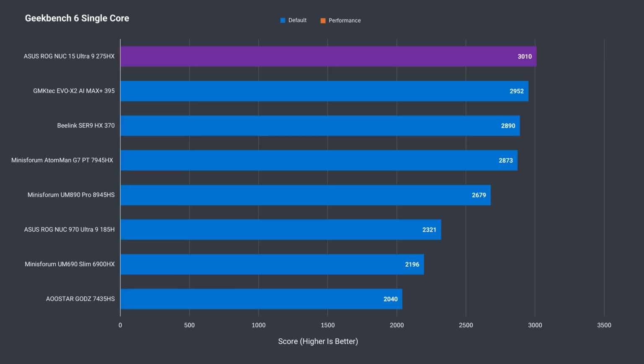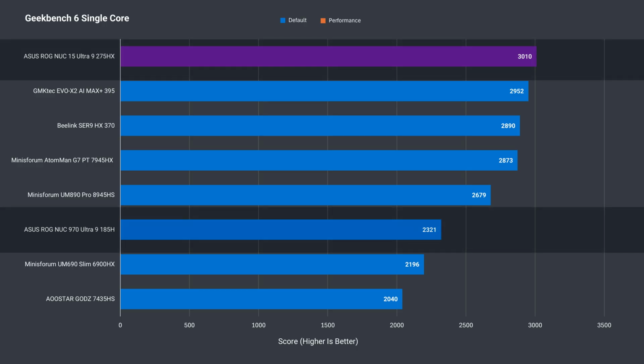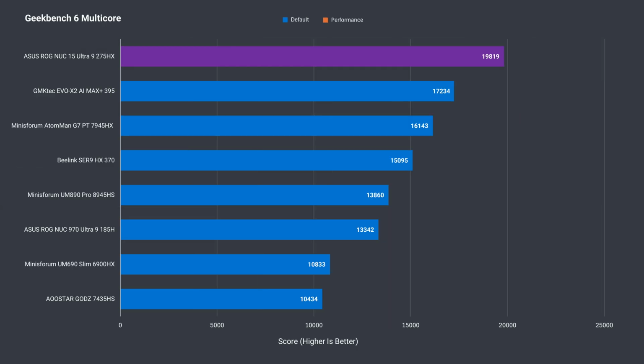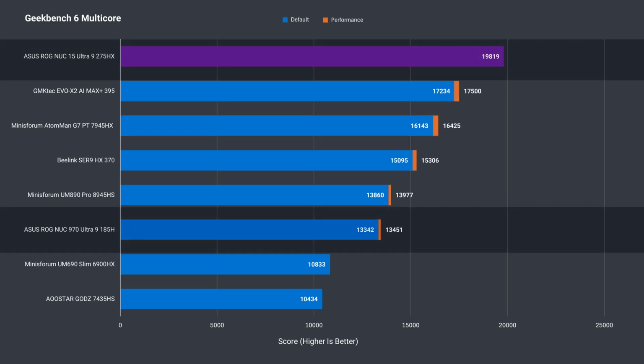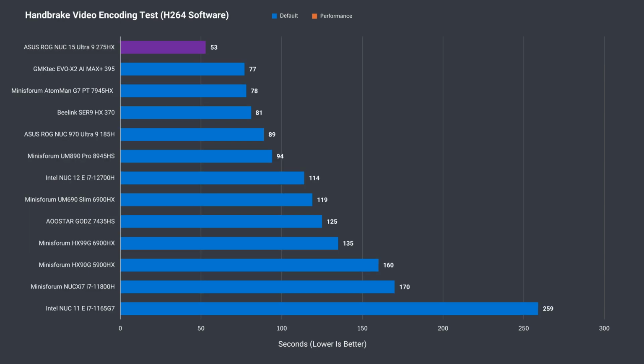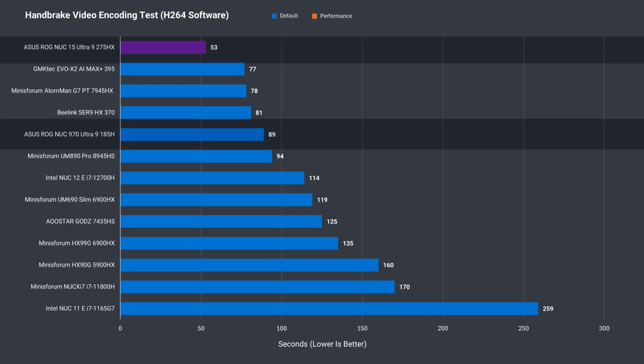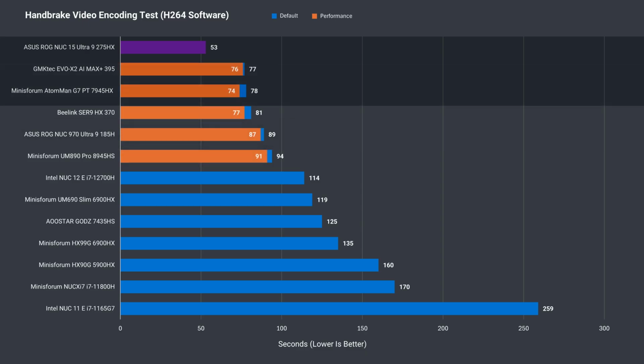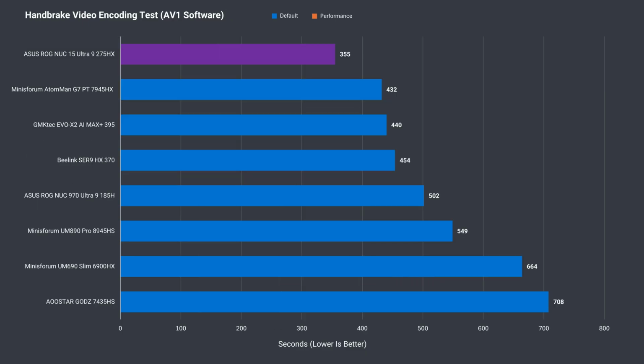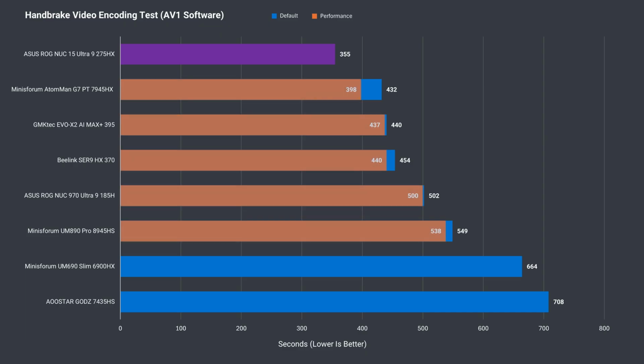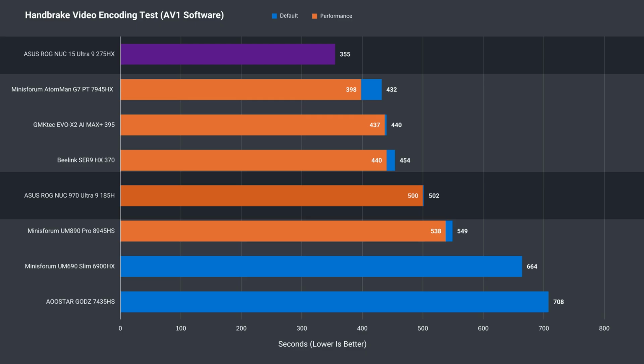Geekbench 6 single core gives the win to the ROG NUC, and it has almost a 30% increase over the previous ASUS Mini. In Geekbench multicore, the ROG NUC is the clear winner and has a 47% improvement in score. One area Intel's 275HX dominates in is video encoding, a huge improvement over the Ryzen AI Max or 7945HX. It also takes the top spot in the AV1 CPU encoding test, although the margin narrows. Still, a big improvement over last year's ROG NUC.